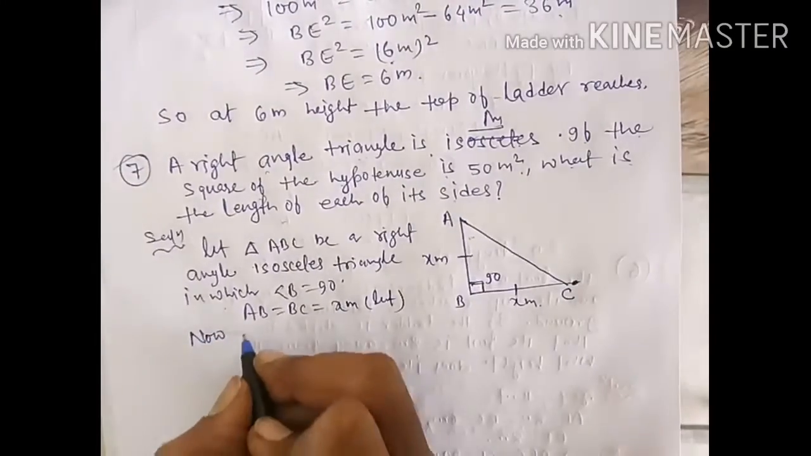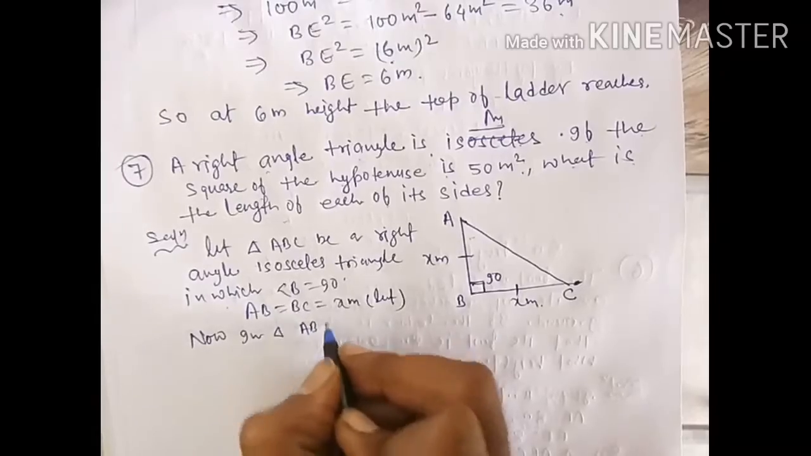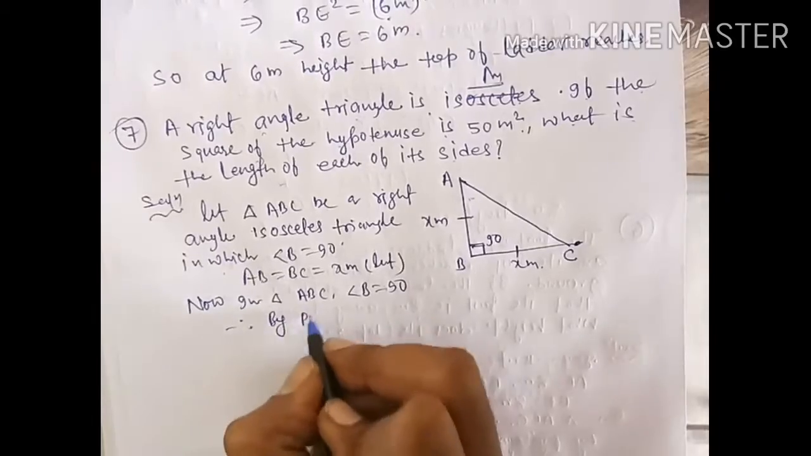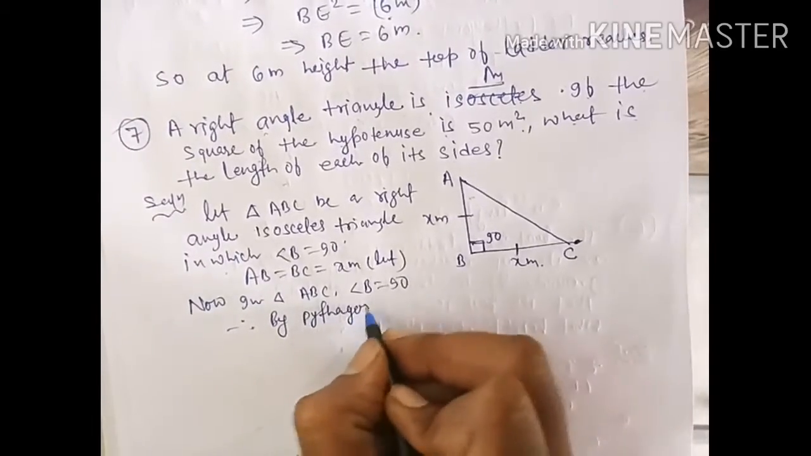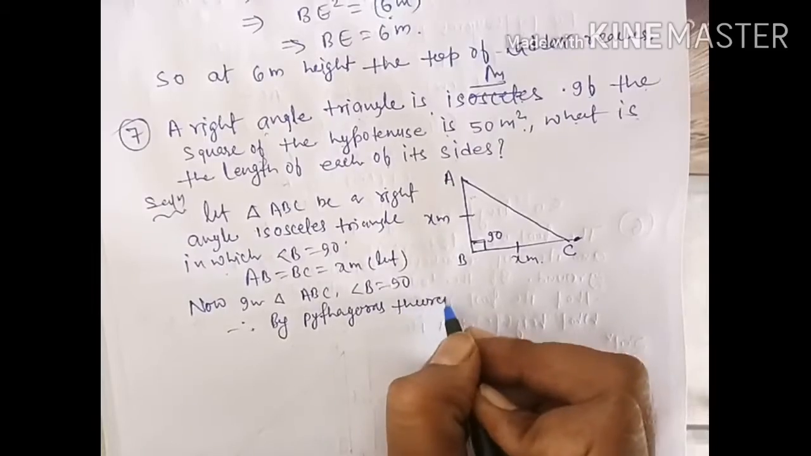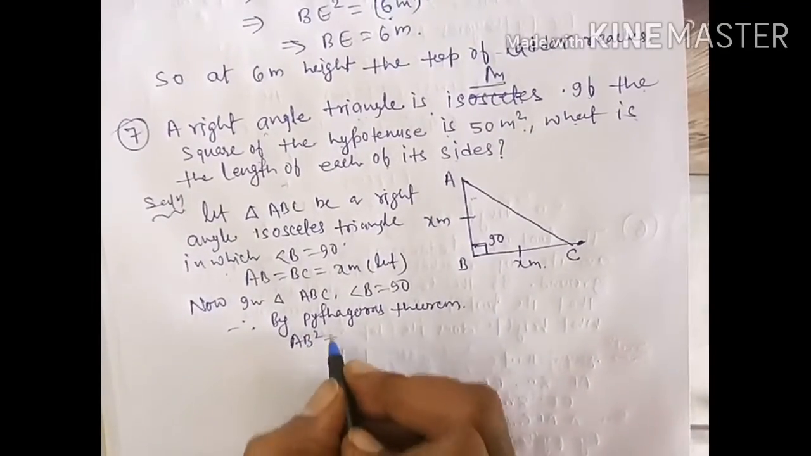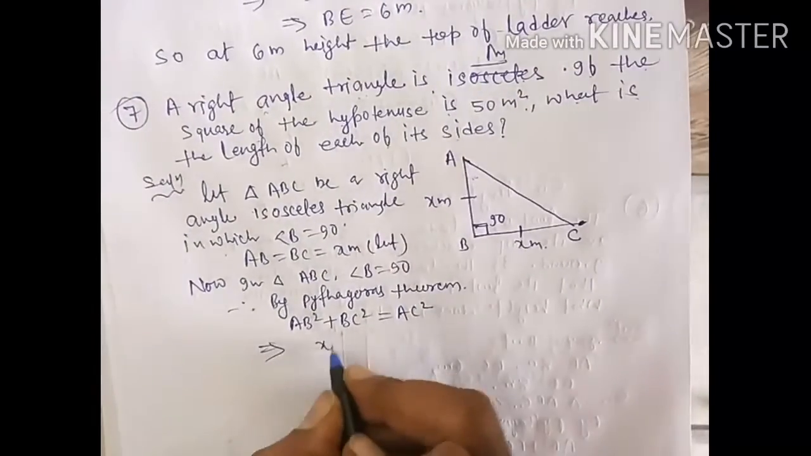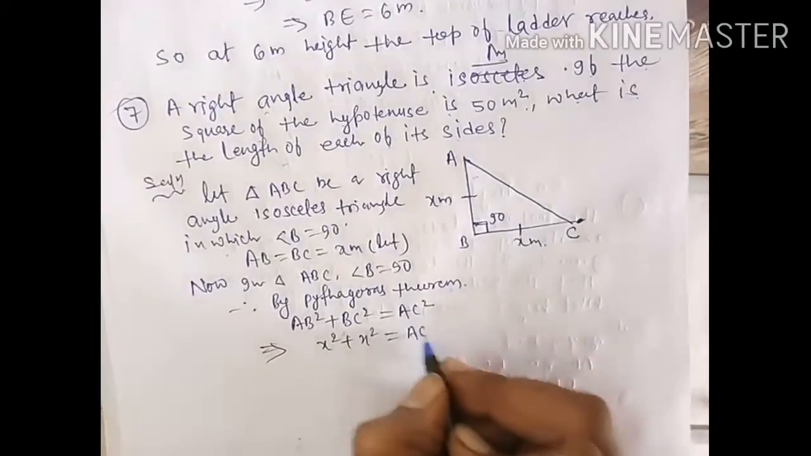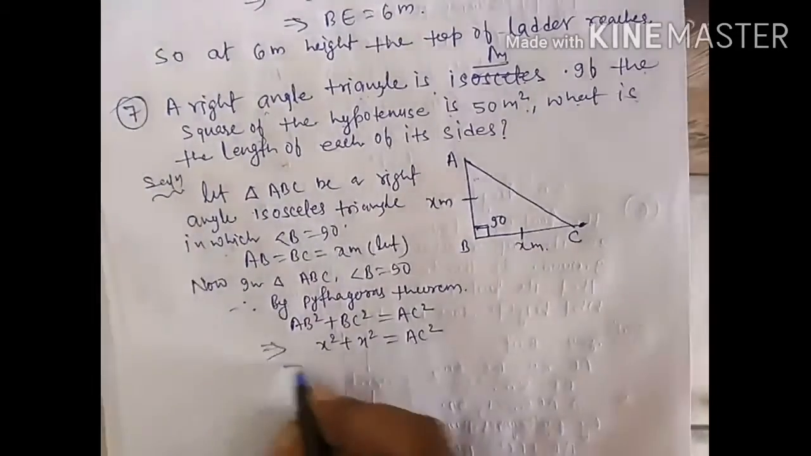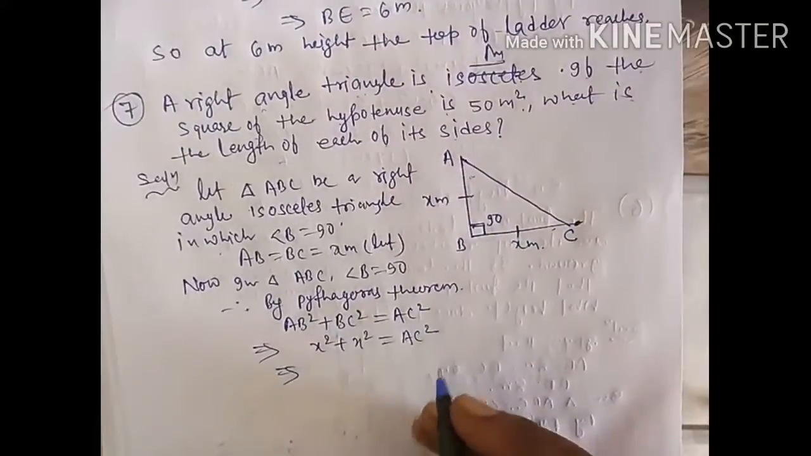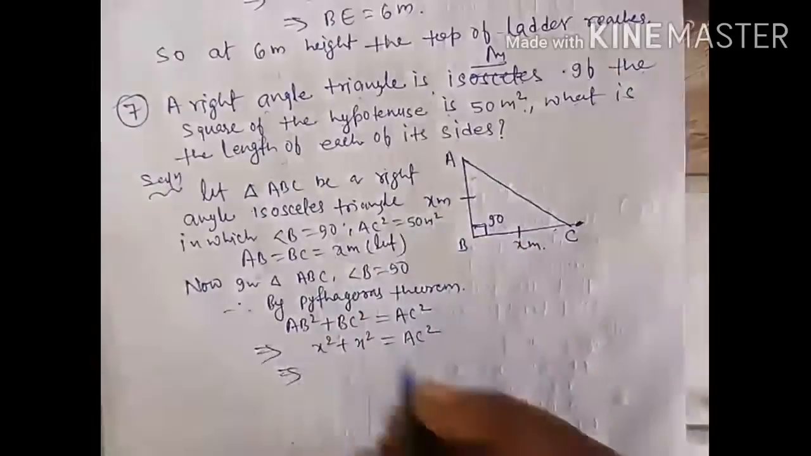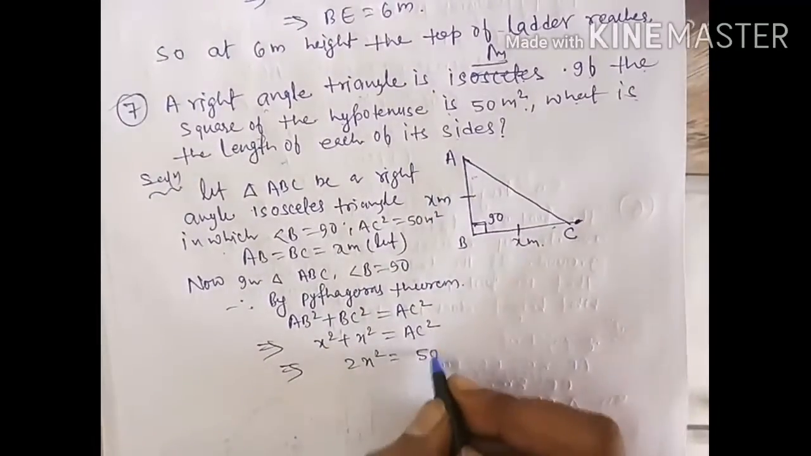Now in triangle ABC, angle B is equal to 90 degree. Therefore by Pythagoras theorem, AB square plus BC square is equal to AC square. So x square plus x square is equal to AC square. Here it is given that the square of the hypotenuse is 50. So AC square is equal to 50 meter square. So 2x square is equal to 50 meter square.